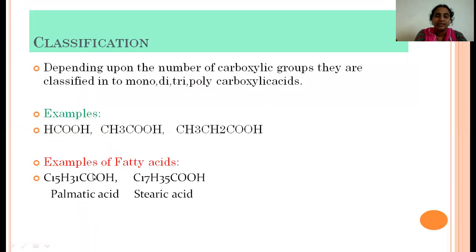And the carboxylic acids which have more than 10 or 12 carbons are called long chain carboxylic acids. Those long chain carboxylic acids are also called fatty acids. Generally we see these fatty acids in oils. For example, for the fatty acids, C15H31 COOH, here 15 carbons are present. This fatty acid is called palmitic acid, whereas C17H35 COOH, in this fatty acid a total of 17 carbons are present, is called stearic acid. So long chain carboxylic acids are called fatty acids.